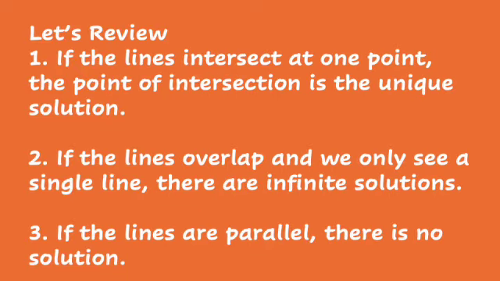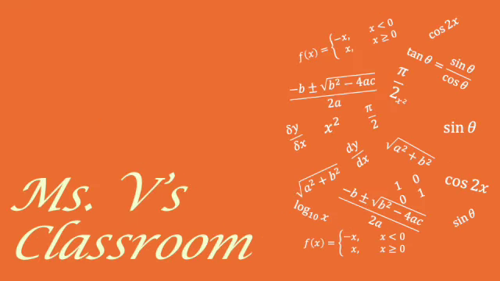We can now review the key points here. The first point is if the lines intersect at one point, the point of intersection is the unique solution. Second point, if the lines are overlapping each other, we only see a single line, and there are infinite solutions existing. And if the lines are parallel to each other, there is no solution at all because there is no common point between the lines. I hope by now the graphical method is clear to you. So using this graphical method, we can solve different sets of simultaneous equations. I hope the fundamentals are clear to you.